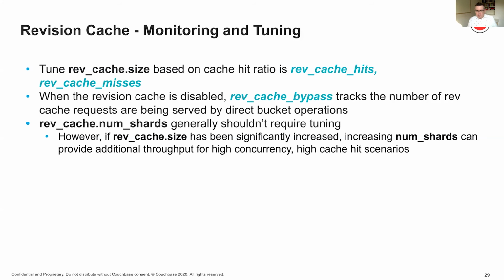So in general, num shards shouldn't require tuning. This is our partitioned LRU cache, and the number of partitions is appropriate for the default rev cache size, or increasing the rev cache size by maybe up to double. But if you're increasing the rev cache size quite a bit beyond that, then you're going to start to see degradation based on the number of entries in each partition. So by increasing the number of shards, you can get additional throughput if you've got high concurrency scenarios with a very large revision cache.